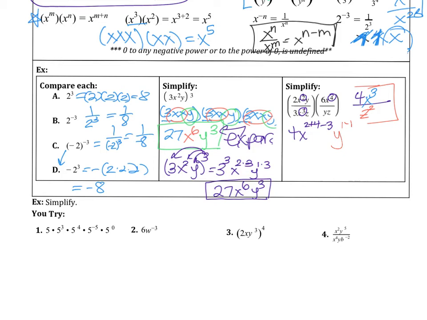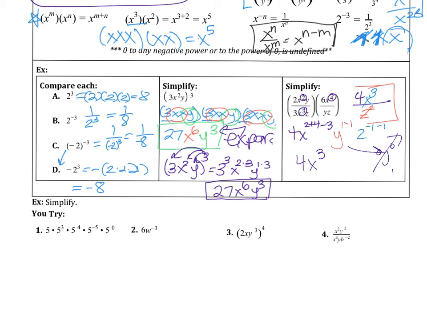And then lastly, I have z. The first z is in the denominator, so that's negative 1. The second z is also in the denominator, so that's negative 1. And then we can combine these all together. So 4x, 2 plus 4 is 6, 6 minus 3 is 3. y to the 1 minus 1 is the same thing as y to the 0, and anything to the power of 0 is 1. So I'm not going to have any y's.